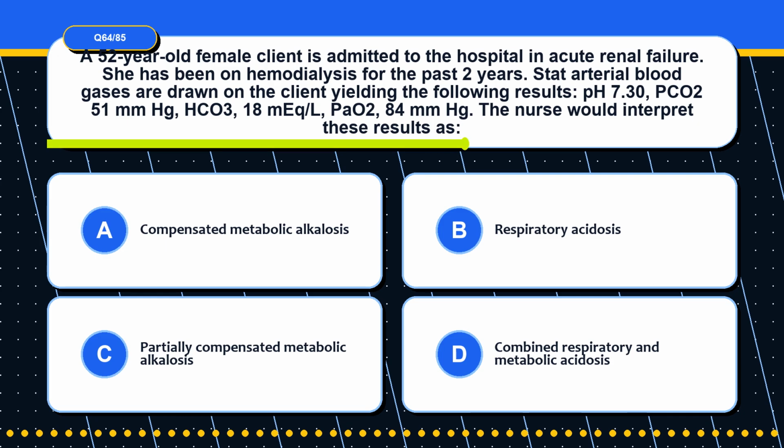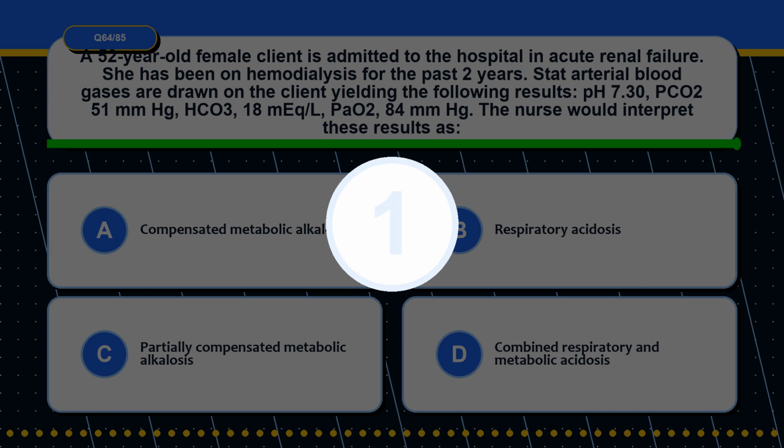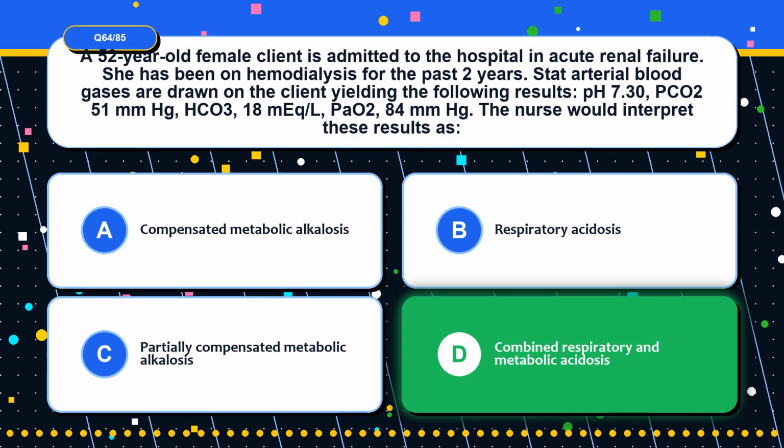Here are the options. Option A, compensated metabolic alkalosis. Option B, respiratory acidosis. Option C, partially compensated metabolic alkalosis. Option D, combined respiratory and metabolic acidosis. The correct answer is option D. Combined respiratory and metabolic acidosis.